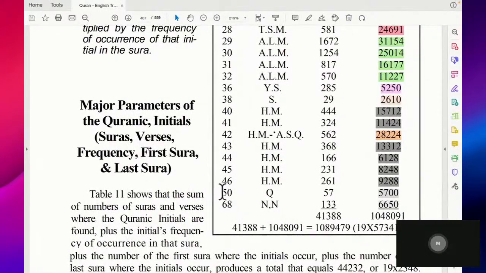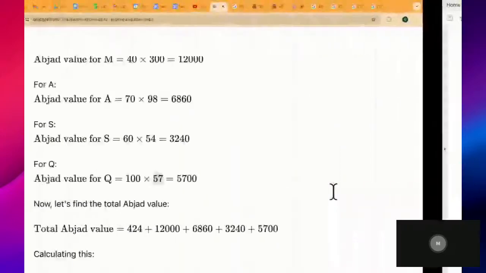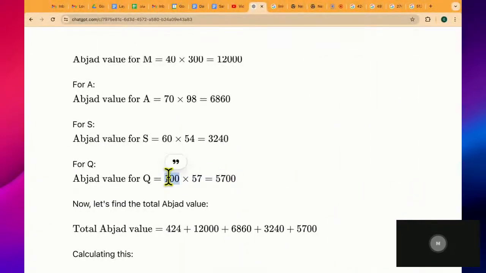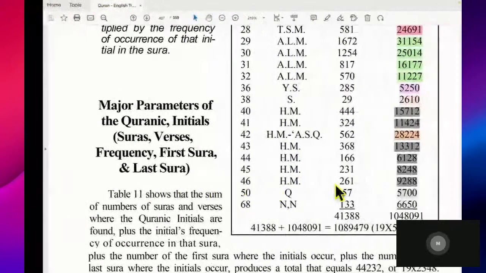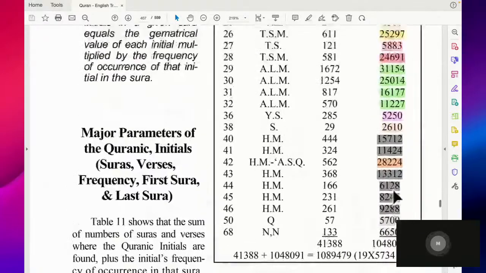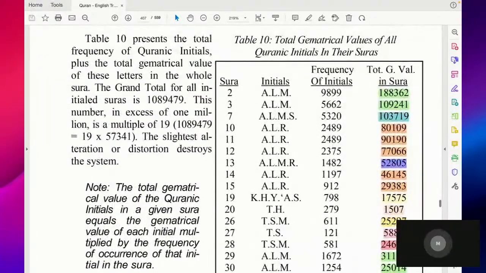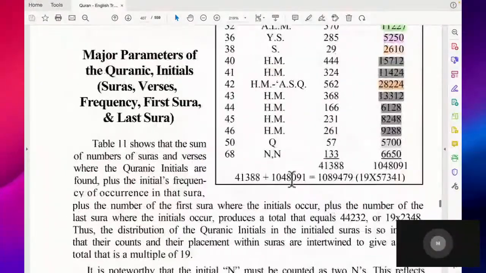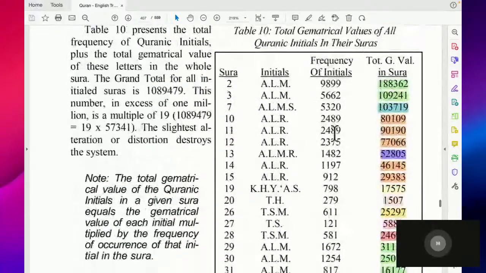Surah Qaf is Surah 50, and there is 57 Qaf in it. And the value of Qaf is 100. It's very easy. 57 multiplied by 100 becomes 5,700, and we have 5,700, and already I have talked about Noon. And then I copied and pasted all of this in ChatGPT to see whether these counts are correct and the total that we have here is correct.